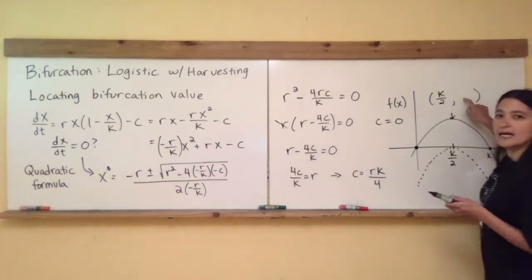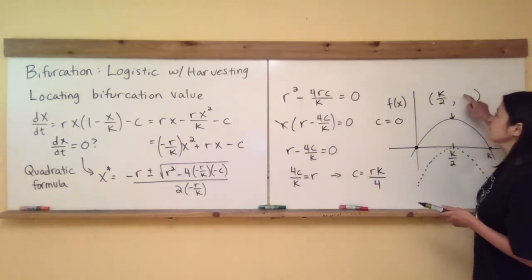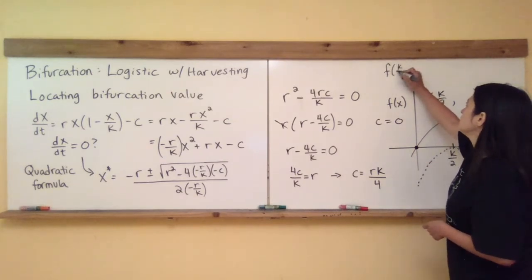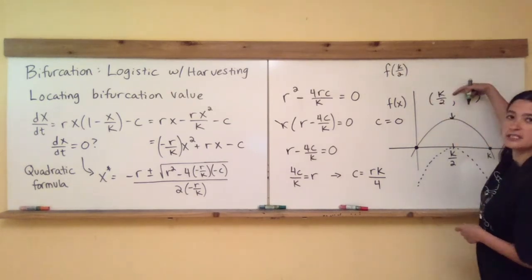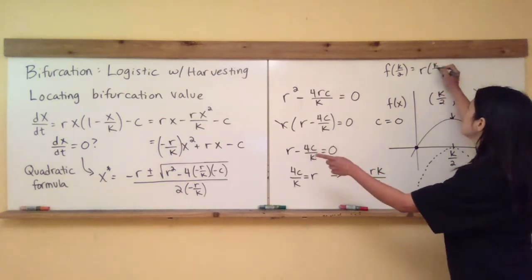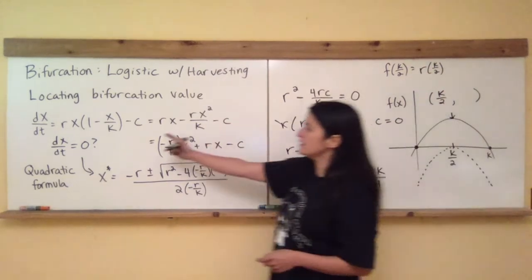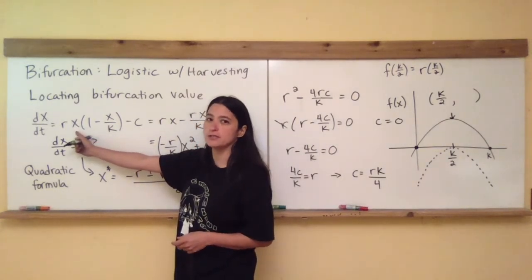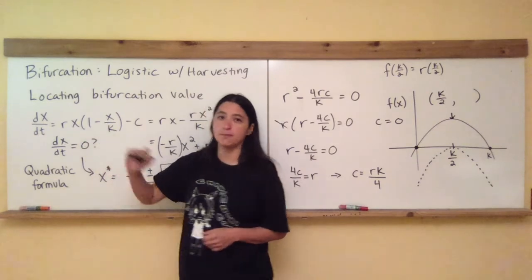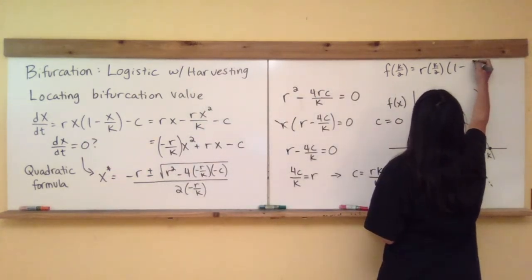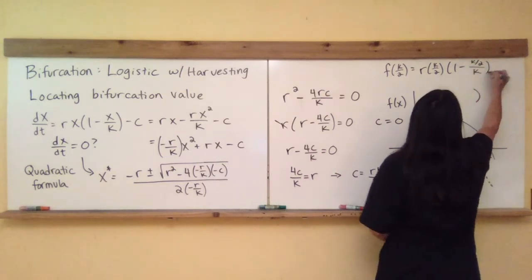In order to get the value right here, I'm going to take this value of x and say f evaluated at the location k over 2 is equal to r times k over 2. You see I'm going back to here, and everywhere I see the x, I'm going to replace it with k over 2 because I'm evaluating f of x at that point. And then I'm going to say 1 minus, remember x is equal to k over 2 divided by k.